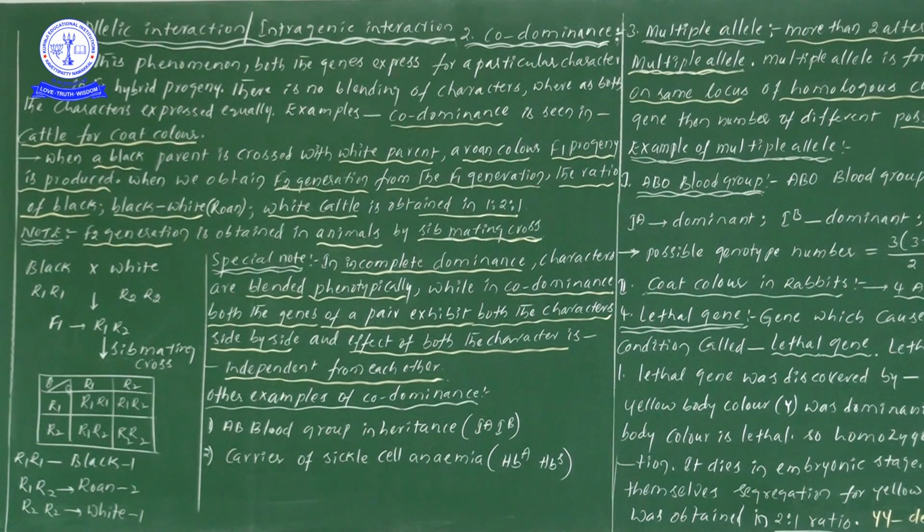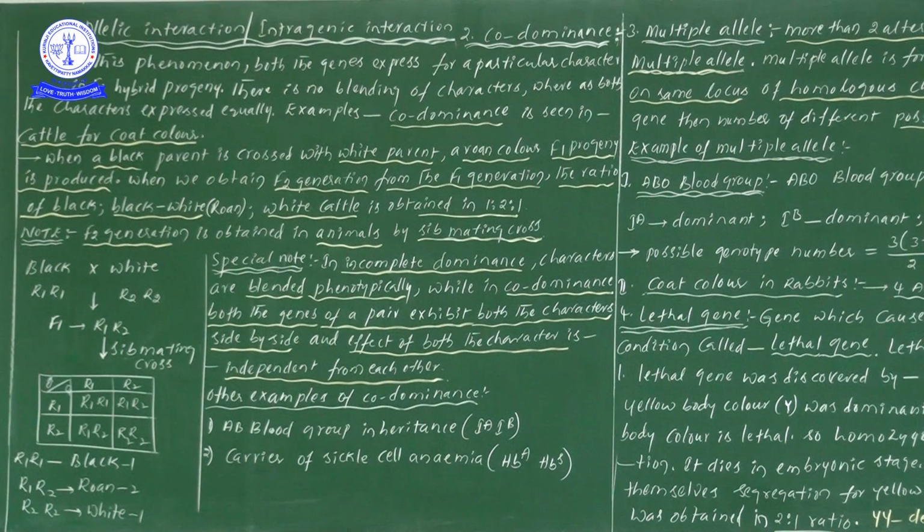In this video I will give information regarding dominance, and that dominance is also not complete: co-dominance. Definitely, in this video I will give information regarding co-dominance. One important point: codominance also comes under allelic interaction or intragenic interaction. Now let us see this kind of phenomenon, where both the genes express a particular character in the F1 hybrid progeny.